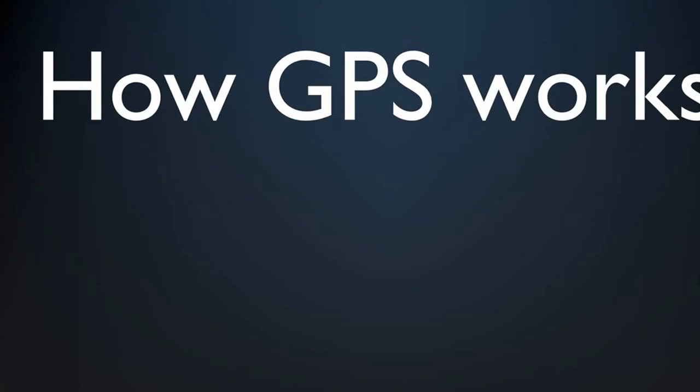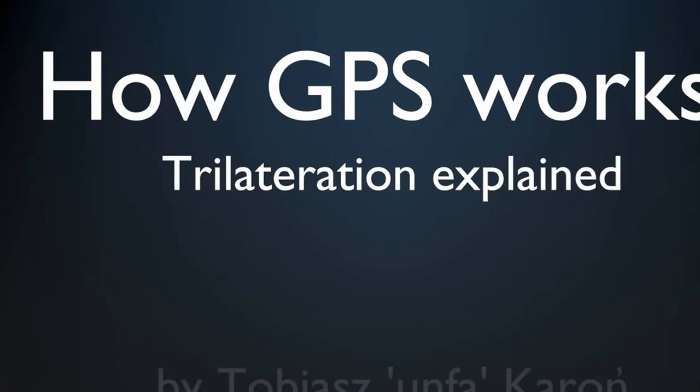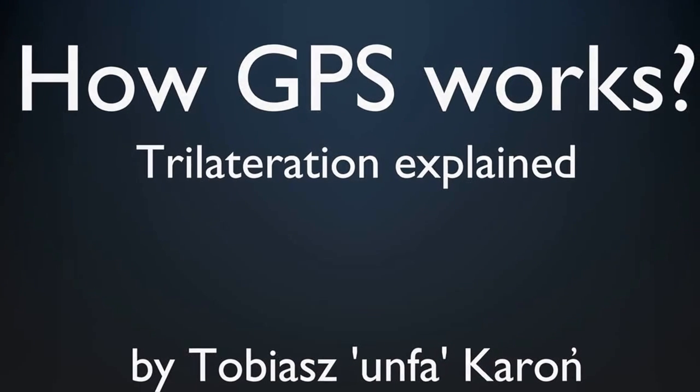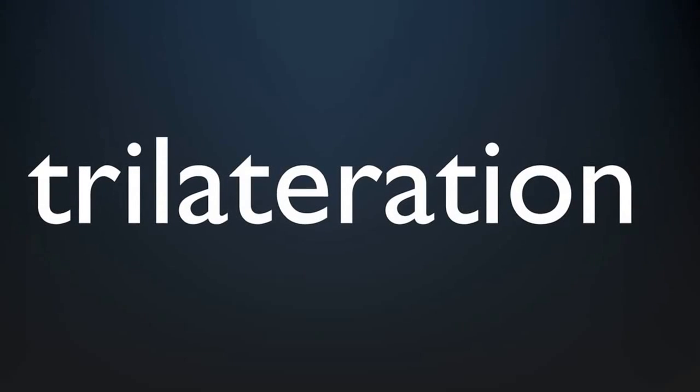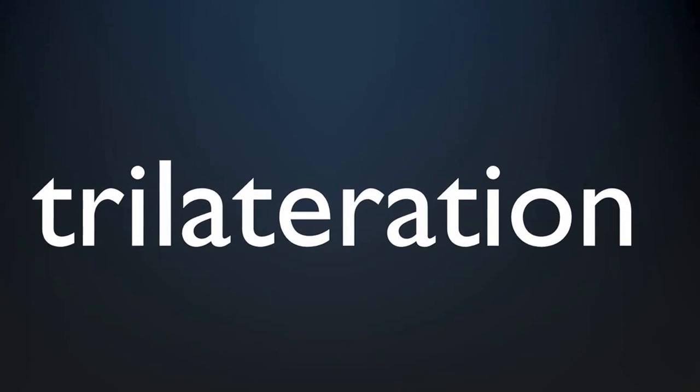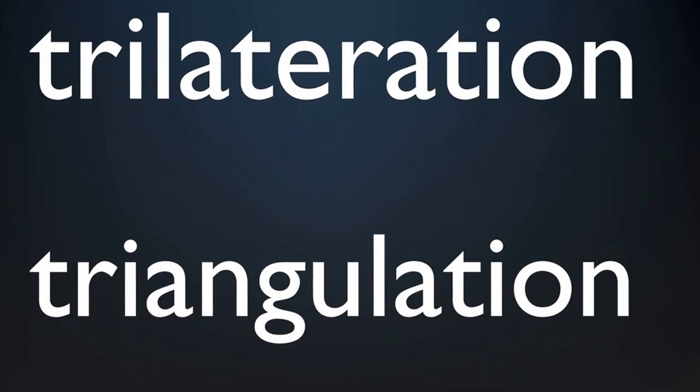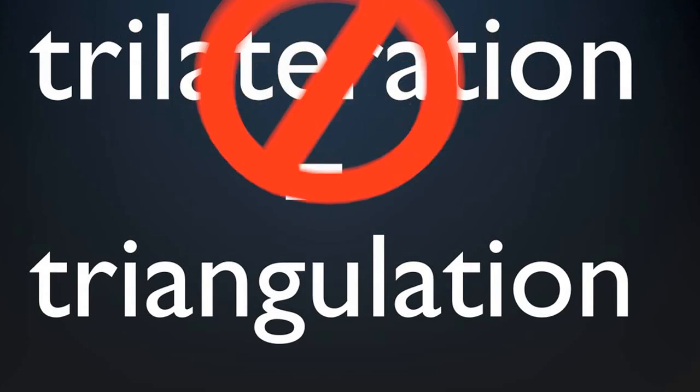How GPS works. Trilateration explained. Have you ever wondered how the global positioning system works? I guess you did if you're watching this video. GPS uses a method called trilateration. It seems to be widely confused with triangulation, but triangulation requires measuring angles, while trilateration is based upon measuring distances.